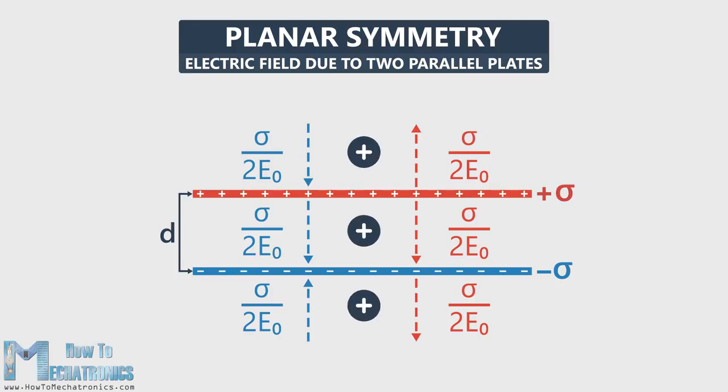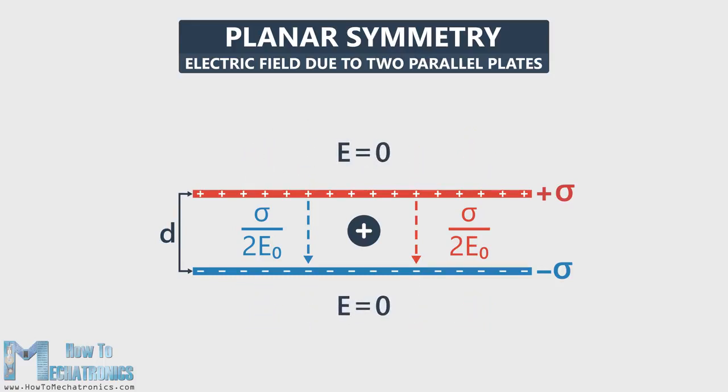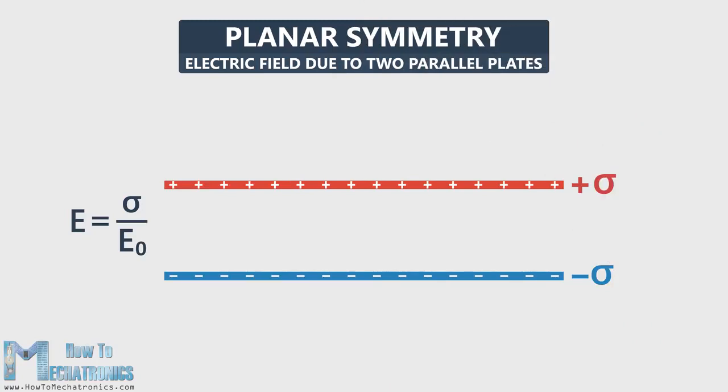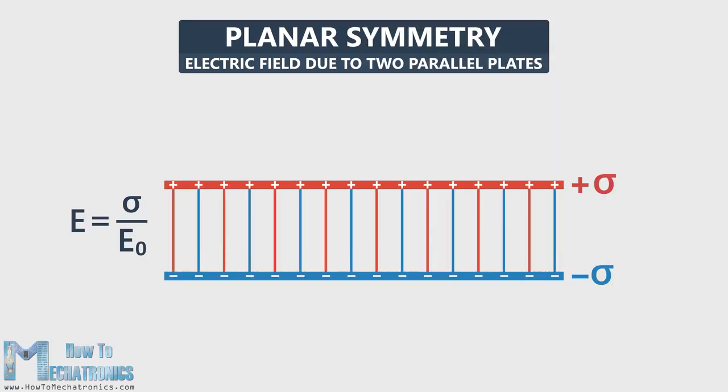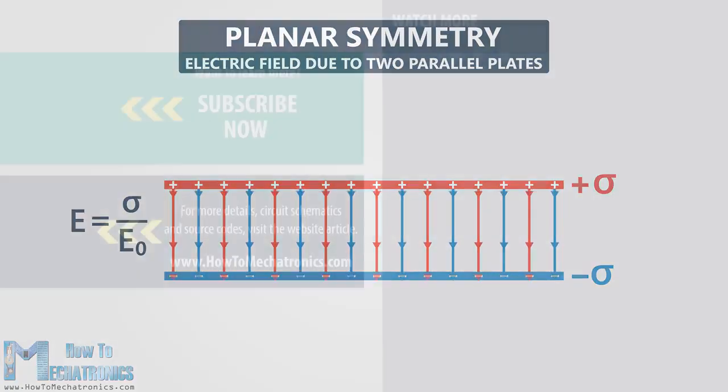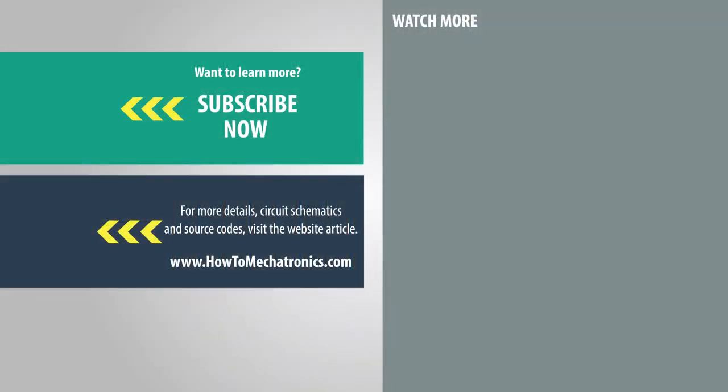The vectors that are in the opposite direction cancel out, so the electric field there is 0. The vectors between the plates are in the same direction, so the electric field is σ divided by ε₀. Here's how the electric field lines would look like. They will be pointing away from the positively charged plate and towards the negatively charged plate, and the electric field outside will be 0. Okay, so that would be all for Gauss's law.